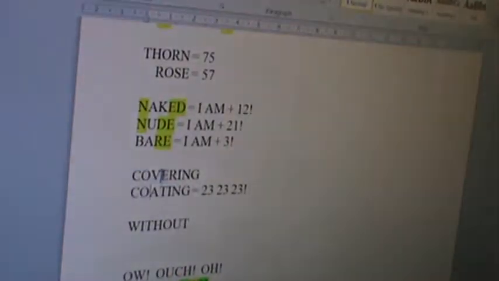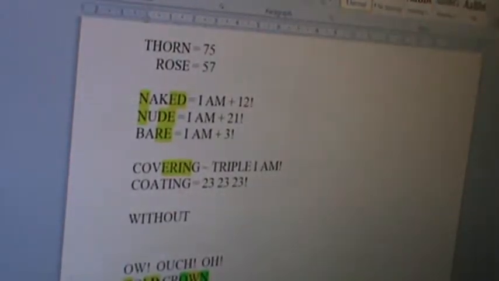The word "covering" is a similar construction where you have a pair of I ams there, the VG parallels. This is also a triple I am, okay? A covering, a coating. Shell equals the I am.